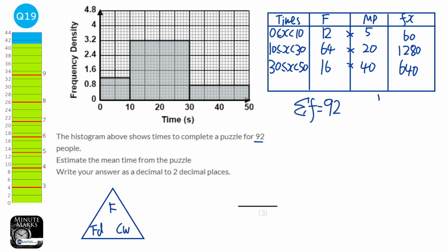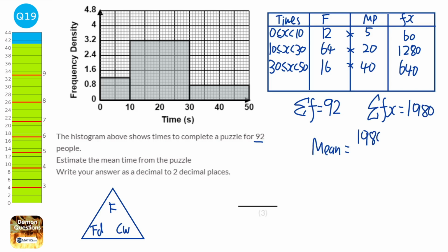Okay, so let's do the sum of the fx by adding up these numbers here, and you get 1980. So to find the mean, we do the sum of fx over the sum of the frequencies, and that will give us 21.521..., and 2 decimal places, which is what the question asks for.